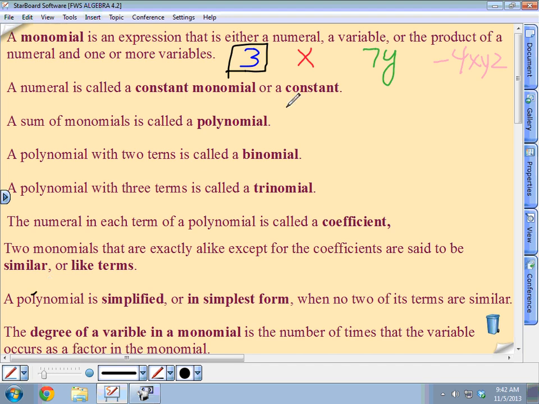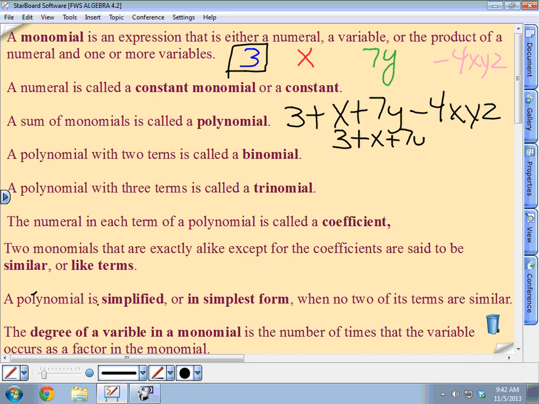So, for example, 3 plus x plus 7y minus 4xyz. That's a polynomial. You have 4 monomials. Notice that when I have this minus, what is that really? That's just really 3 plus x plus 7y plus negative 4xyz. Okay, so even though when you have a minus sign, you're really adding the opposite, so that's also a polynomial.